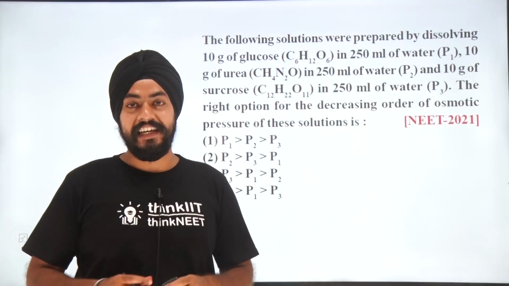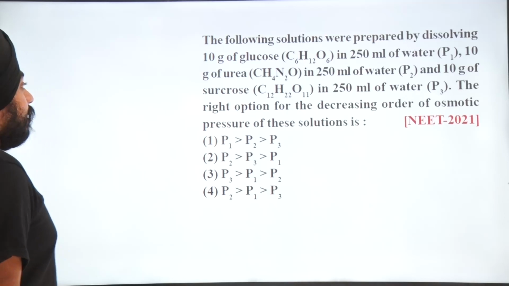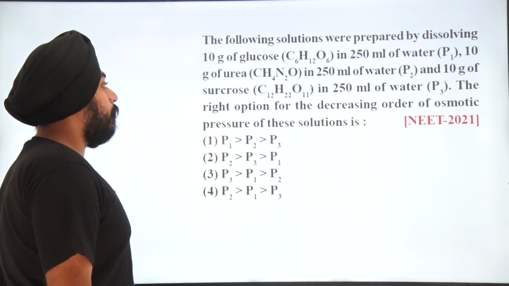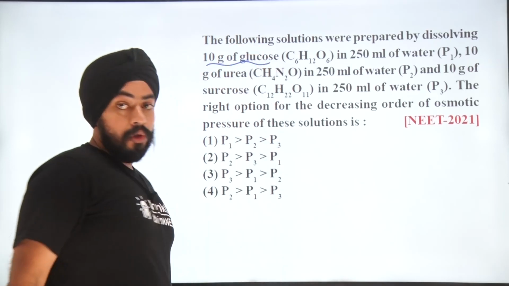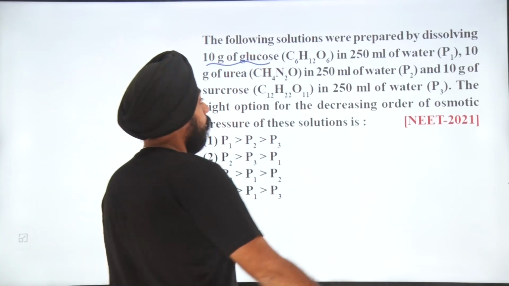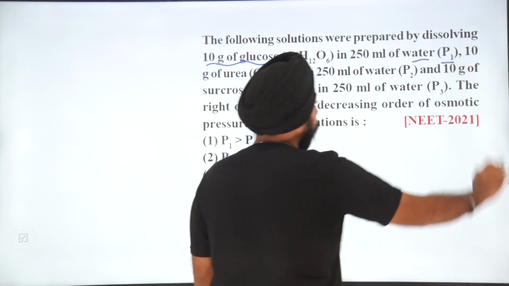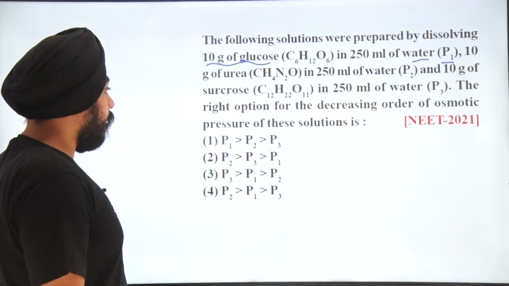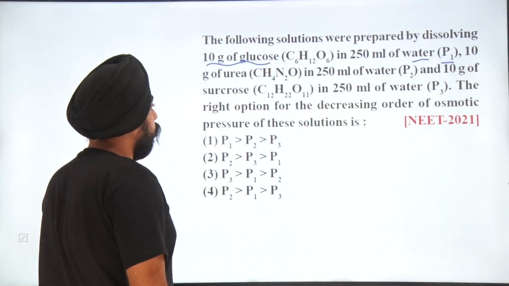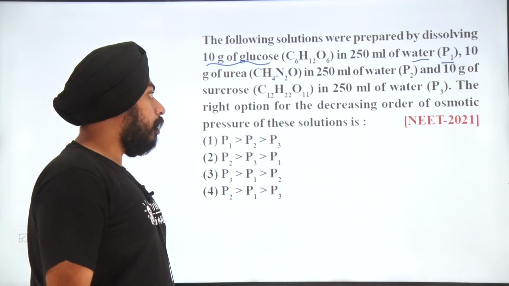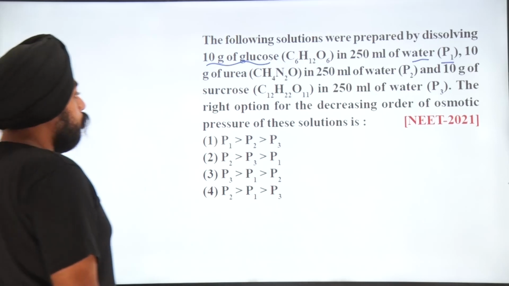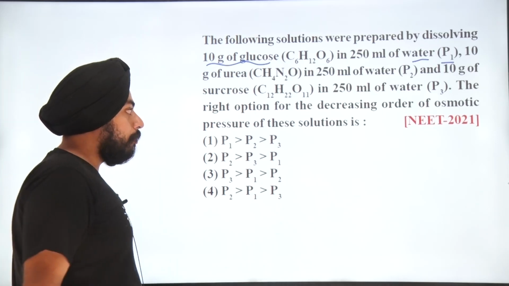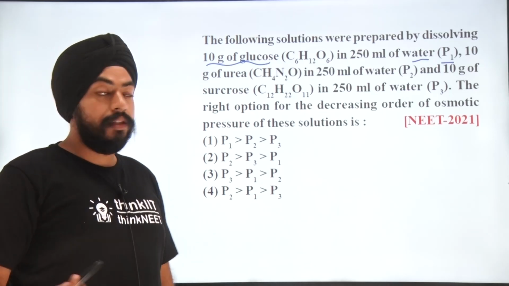Well, students, let's have a look at the question. The question says that the following solutions were prepared by dissolving 10 gram of glucose in 250 ml of water and having the osmotic pressure of P1, 10 grams of urea in 250 ml of water having the osmotic pressure of P2, and 10 grams of sucrose in 250 ml of water having the osmotic pressure of P3, students.